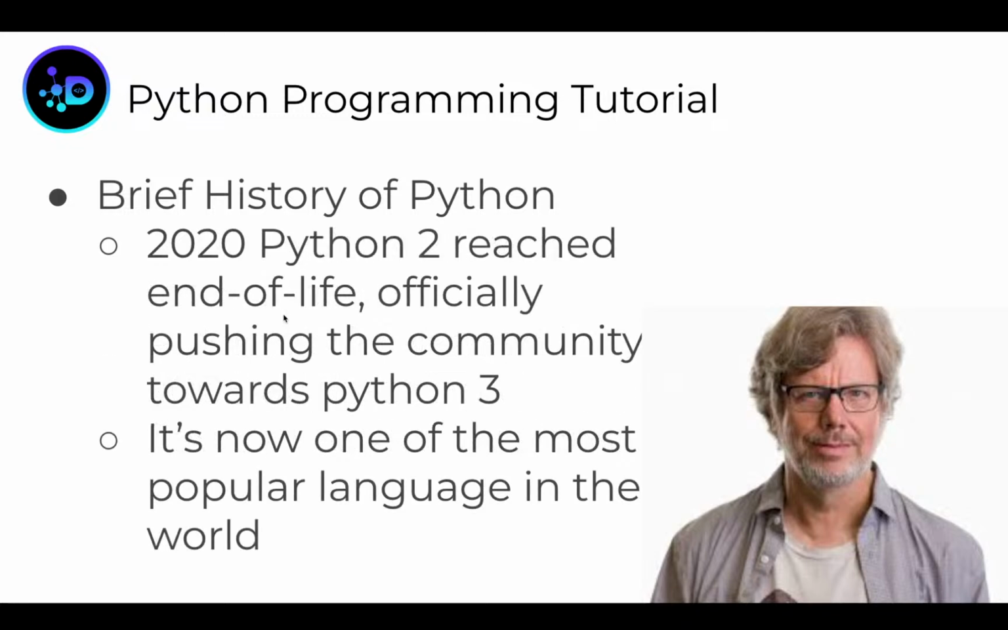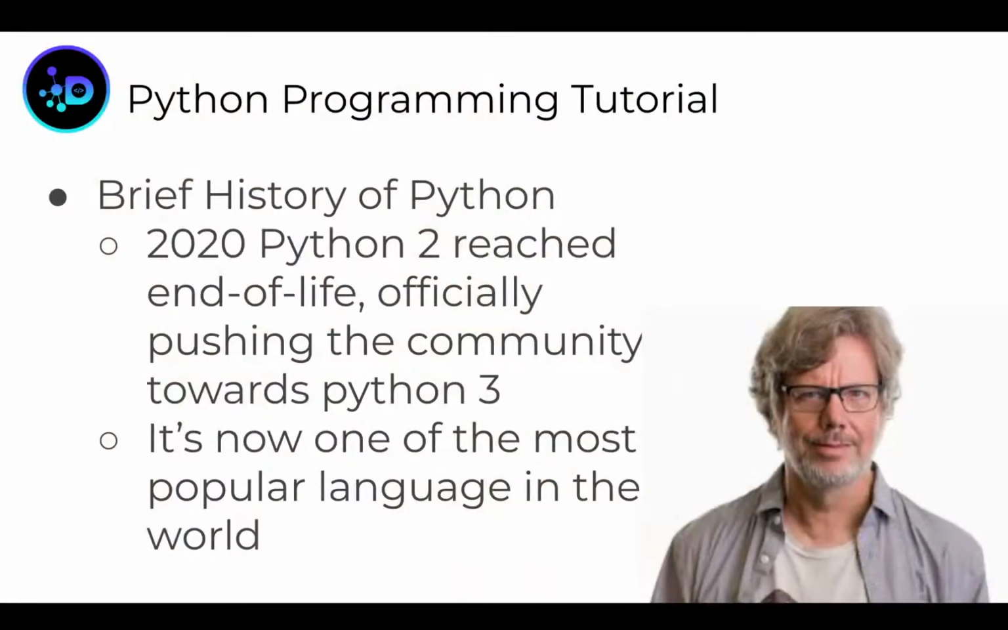Around 2020, Python 2 reached the end of life. When I'm saying end of life, I'm talking about that was when the official community started pushing towards Python 3, that Python 2.0 is no longer a stable version. So around 2020, Python 3 started gaining its peak, and the Python organization started advising people or companies that were using Python 2 to start switching to Python 3, because Python 3 was officially the standard version for the Python programming language. So now it's one of the most popular languages in the world.